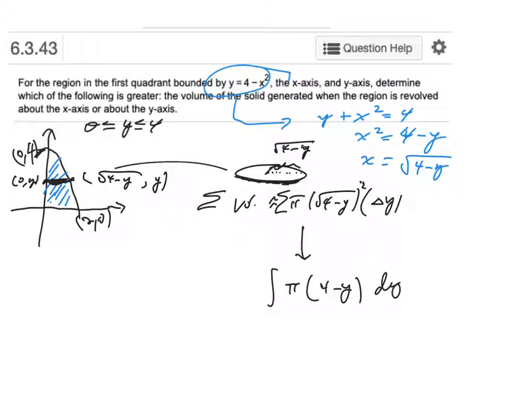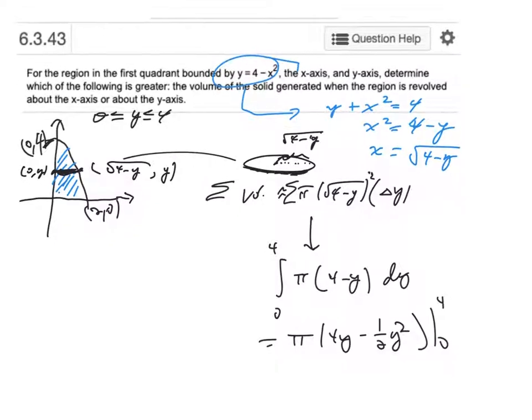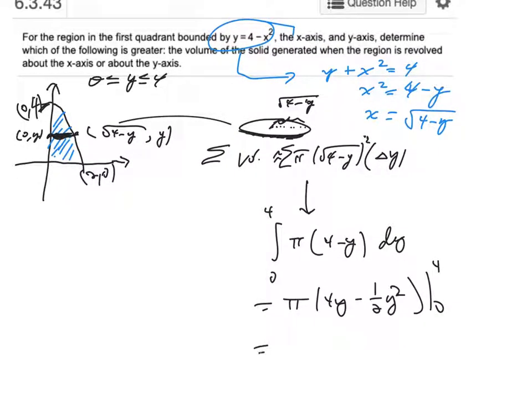And so this is an extremely nice integral, with values of y going from 0 to 4. And so even I am brave enough to do this. So pi times 4y minus a half y squared, evaluated from 0 to 4, which will be pi times 16 minus half of 16, minus pi times 0 minus 0. And so ultimately I have 8 pi.